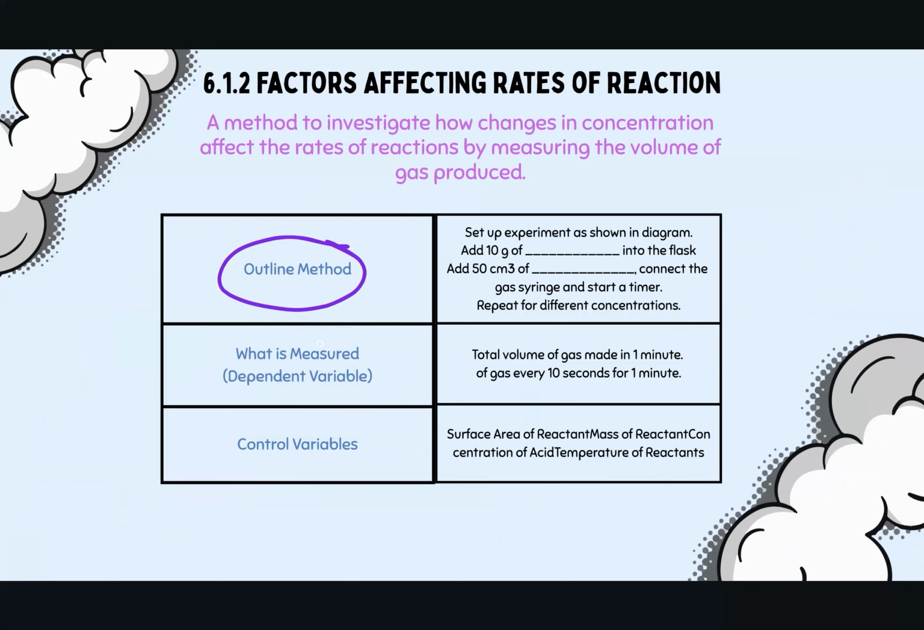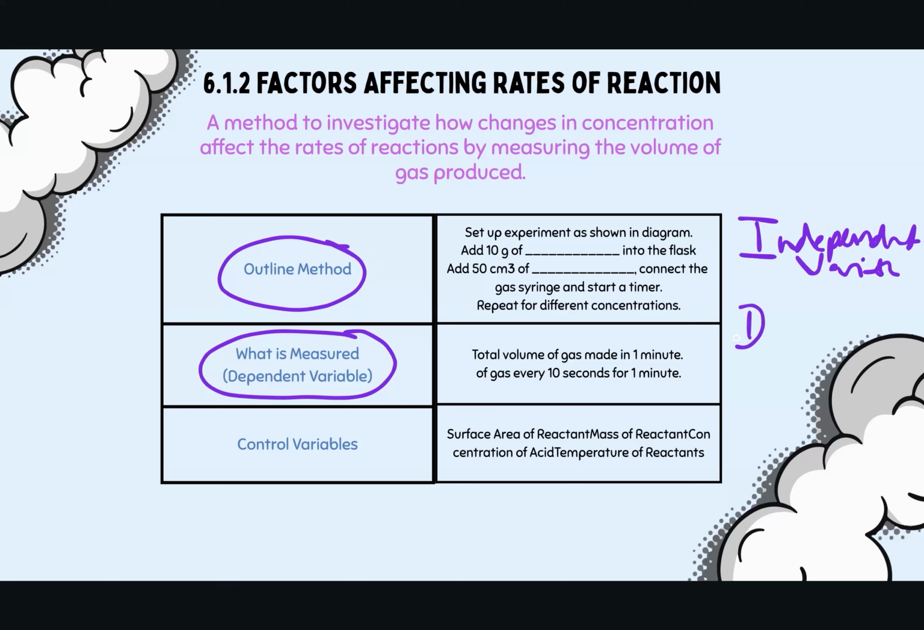Within that method, add your dependent variables. Within your method, add your independent variable. So apologies, that's been missed out here. Then your dependent variable and your control variables, and have your step-by-step method. And you should add your health and safety precautions as part of your method.